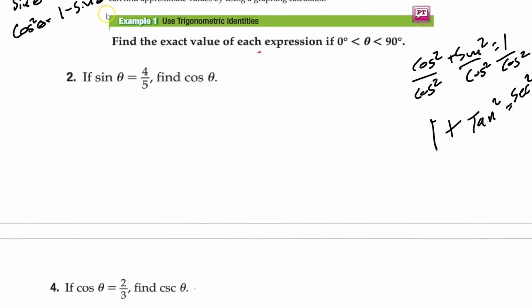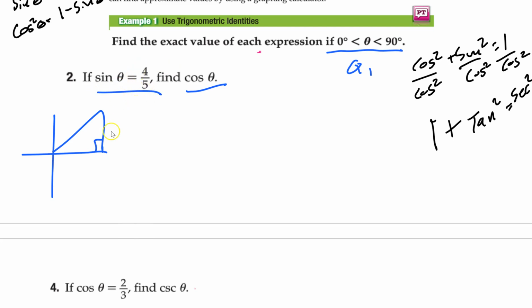So first step, actually, more of a review problem. We've done this before. So we want to find cosine theta given sine theta equals 4/5, and we're in quadrant 1. That's what that means, quadrant 1. So what I taught you how to do is draw a triangle in quadrant 1. Sine is 4/5, so opposite's 4, hypotenuse is 5, right? So we can find the missing side by doing a squared plus b squared equals c squared.